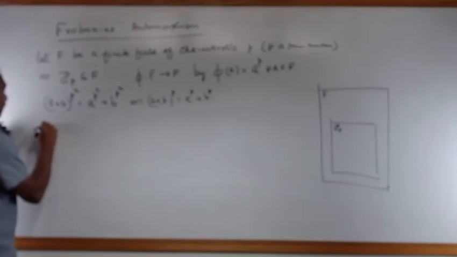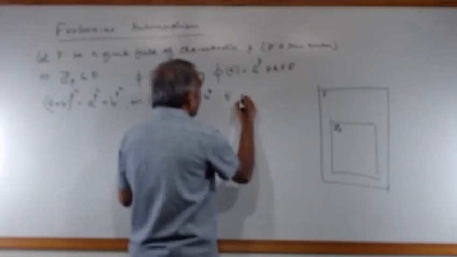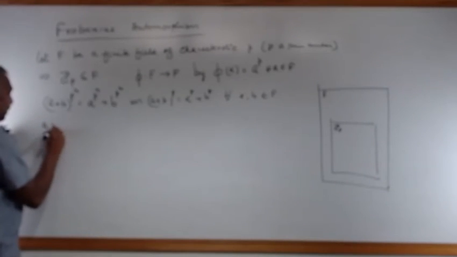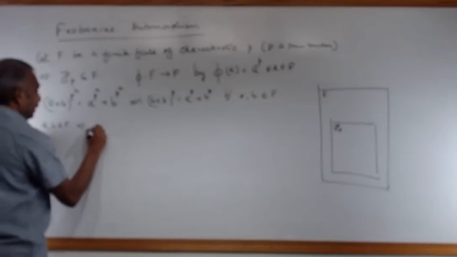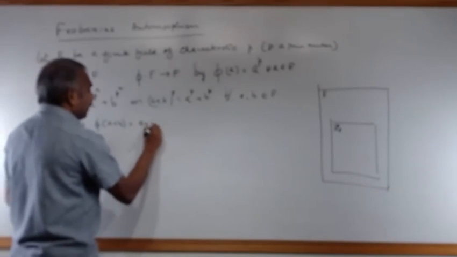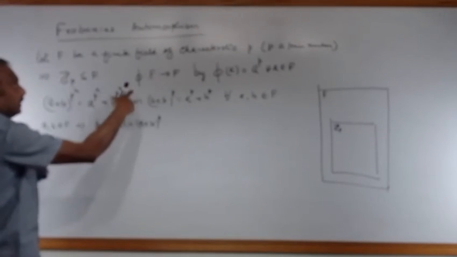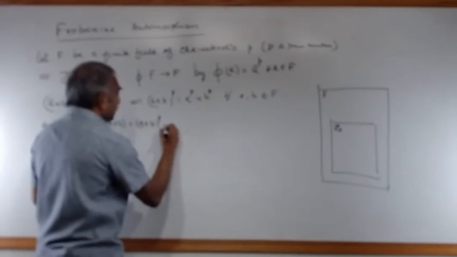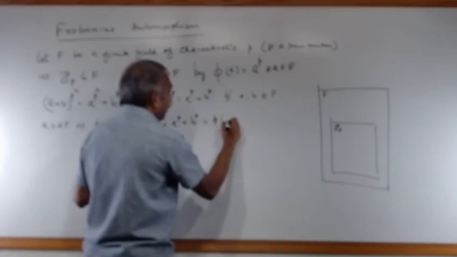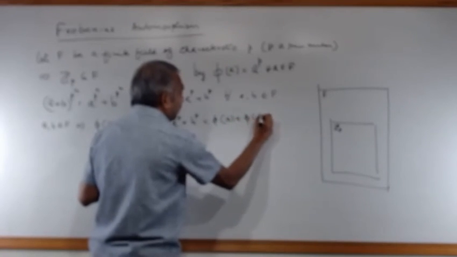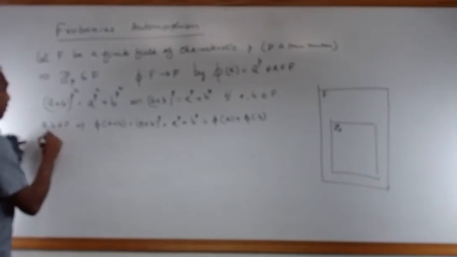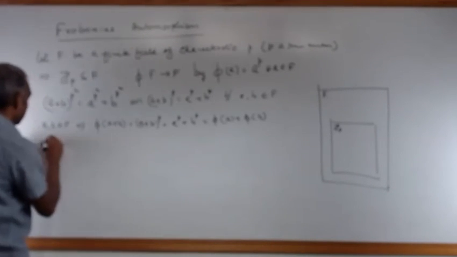Now let us take two elements, for all A, B in F. So let A, B belong to F. This implies phi of (A plus B) is equal to (A plus B) to the power of P by the definition, and that's equal to A to the power of P plus B to the power of P, and that's equal to phi of A plus phi of B. And that is how you prove homomorphism, and you need to do it for the multiplication also.